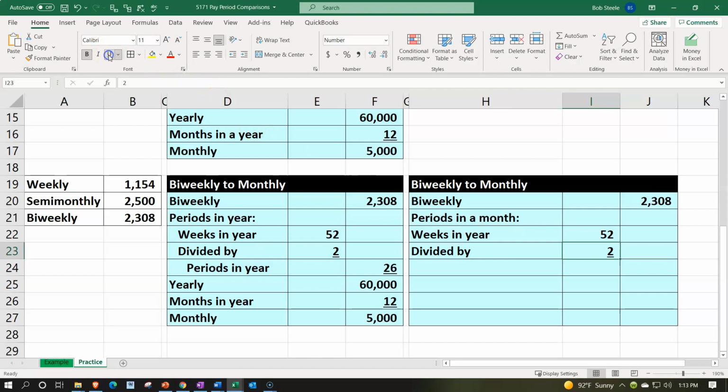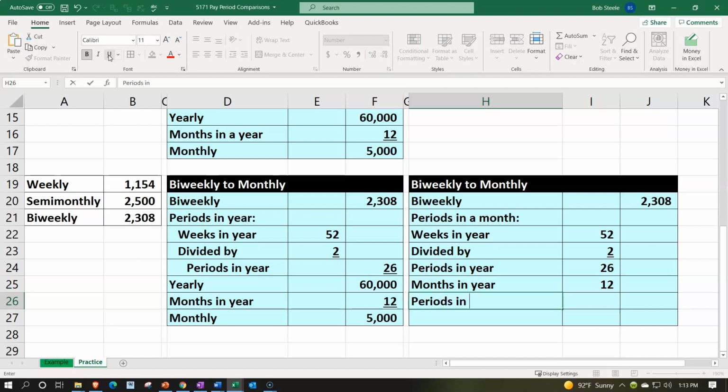Underline that. Let's put an underline while we're doing it here. And that's going to be the periods in a year, which is going to be equal to 52 divided by 2. So there's our same 26. And then we're going to say, well, if there's 26 periods in a year, let's take the months in a year, which are 12, and figure out the periods in a month. So that'll give us the periods in a month. And I'll put this in the outer column, which will be equal to the 26 periods in a year divided by the 12 months in a year.